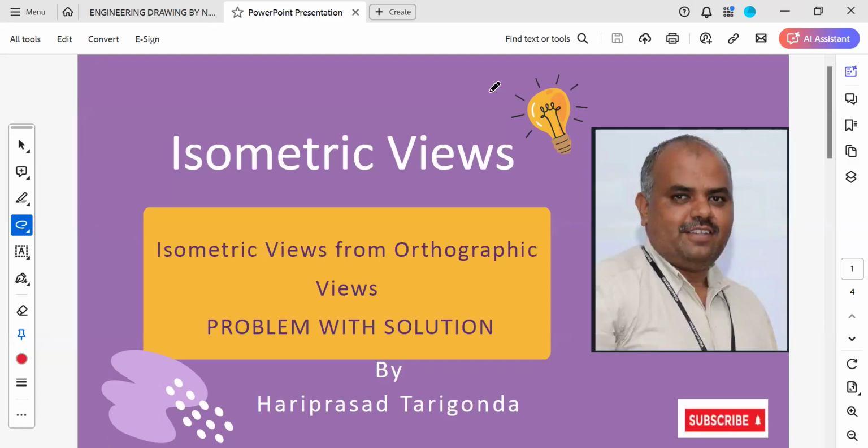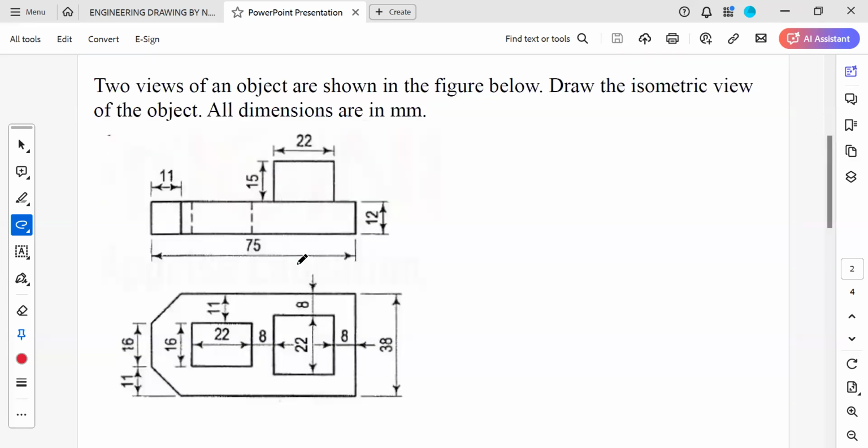Hi, good morning. Today we will see isometric views. So, isometric view will be developed from the given orthographic views. So, we will see the problem. This is a problem which is asked by one of the students. Top view of an object is shown in the figure below. Draw the isometric view of the object.